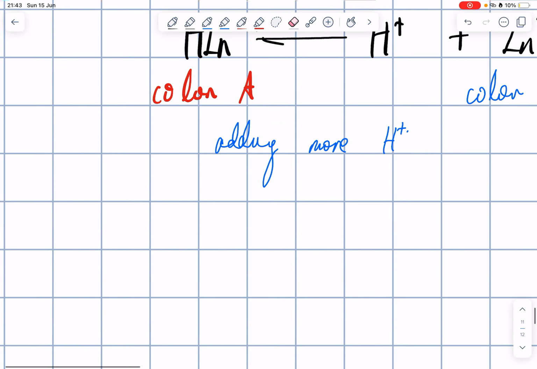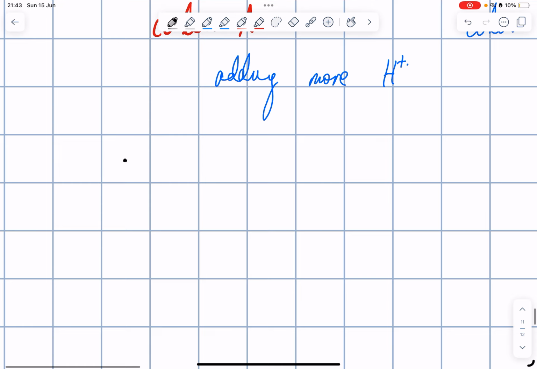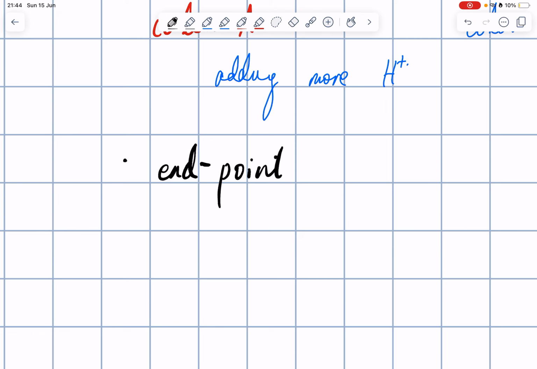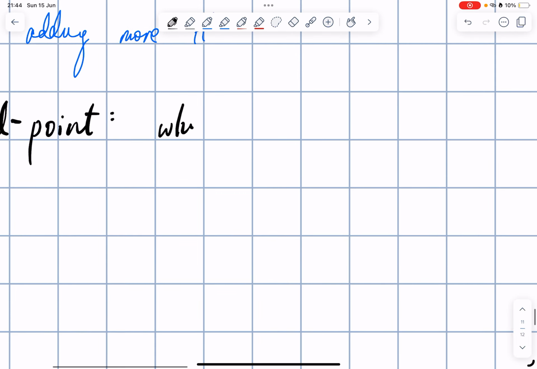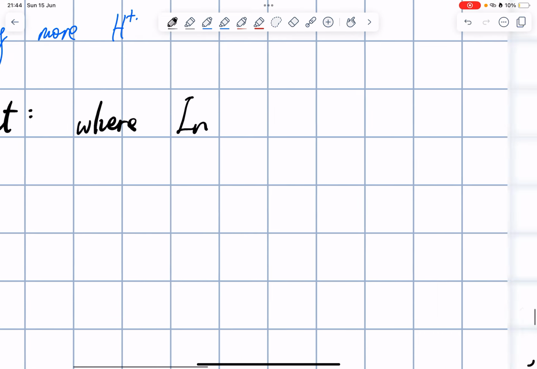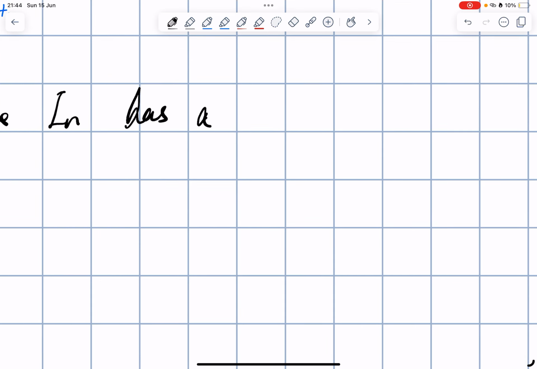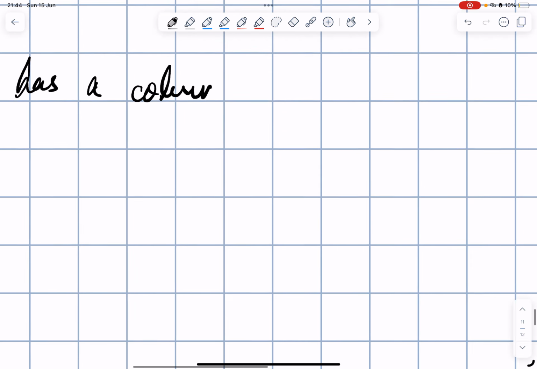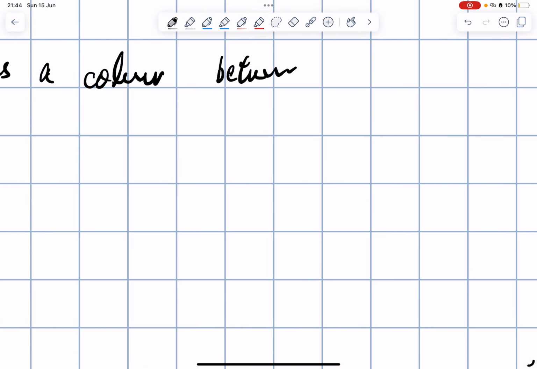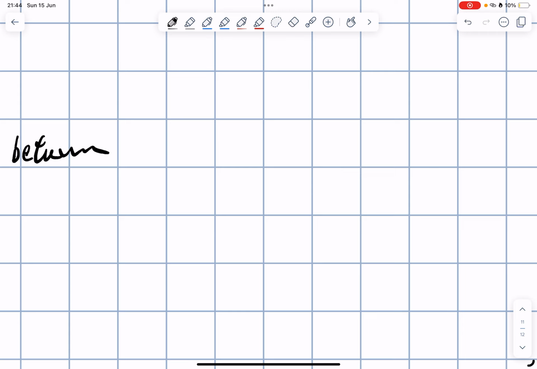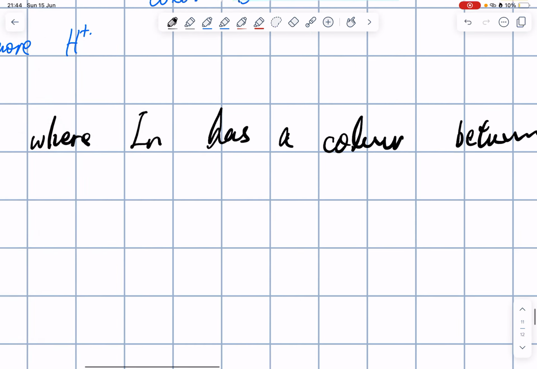Okay, and I have mentioned the word endpoint. Endpoint is where the indicator has a color between two extremes. For example, for bromothymol blue, the end point has the color between blue and yellow.